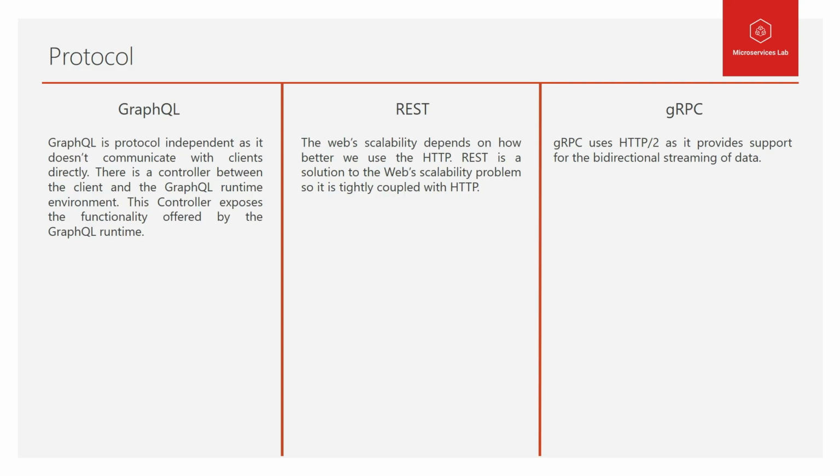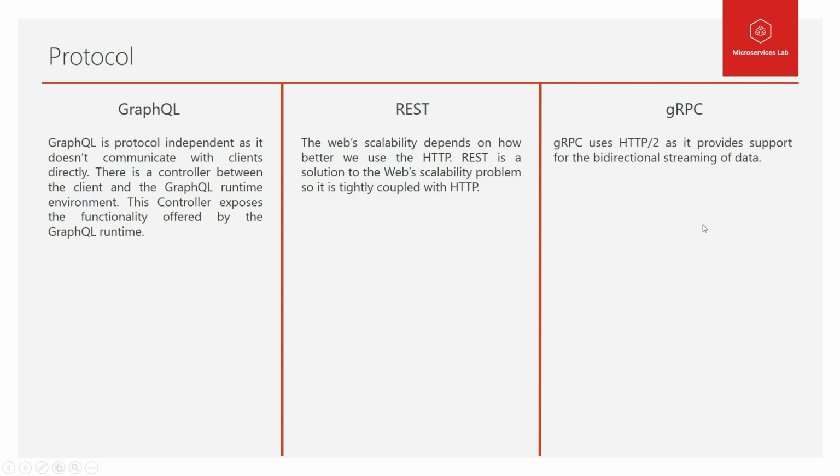GraphQL is actually protocol independent as it doesn't communicate with clients directly. There is a controller between the client and the GraphQL runtime environment. This controller exposes the functionalities offered by the GraphQL runtime environment. So there will always be a layer between the client and the GraphQL runtime environment. This is why GraphQL does not have to worry about any protocol and it actually is protocol agnostic.